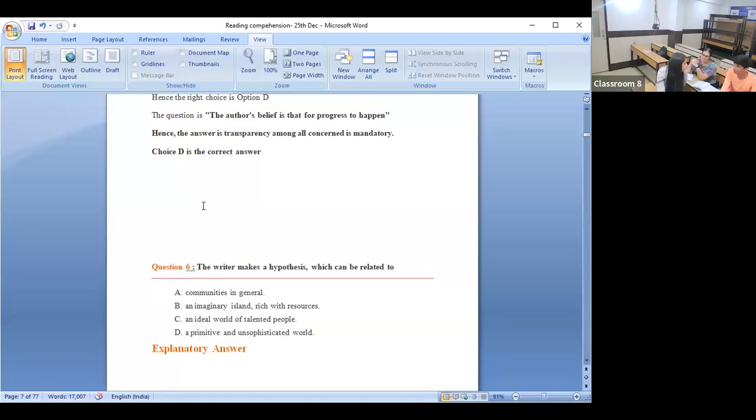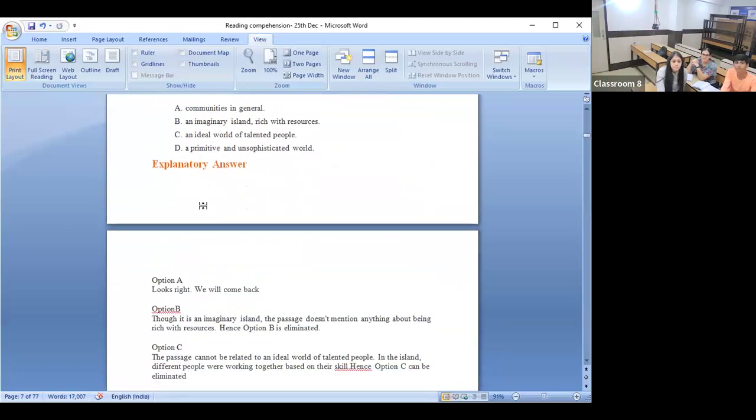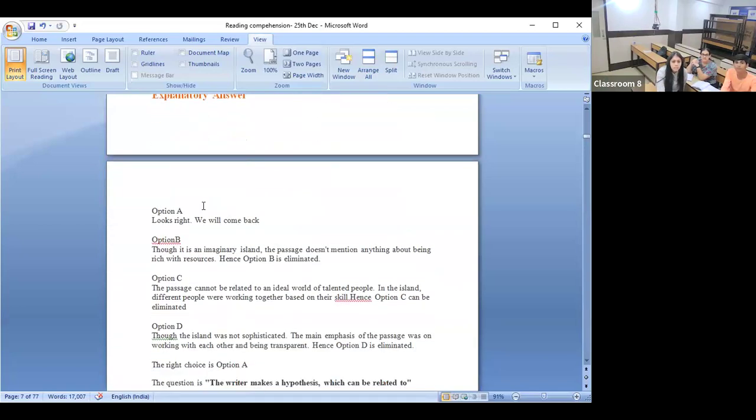A. Chal. B, no one wrote. Forget about B. D, no one wrote. So let's just talk between A and C. C is the passage cannot be related to an ideal world of talented people. In the island, different people were working together based on their skill. Hence, option C can be eliminated.